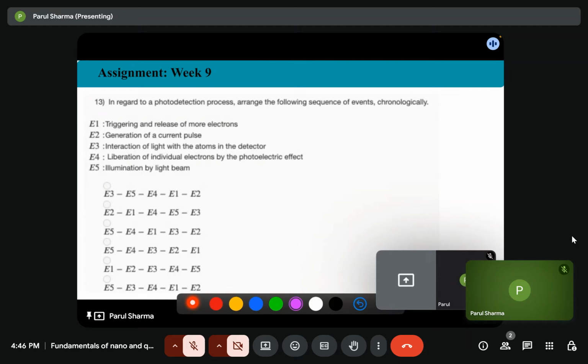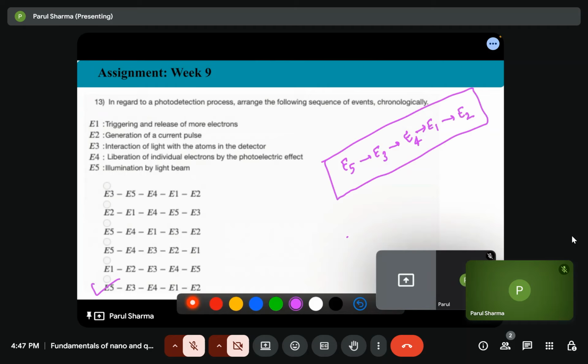So we saw that first of all the light will be incident, so illumination by light beam. Then interaction. The light will interact with the atoms in the detector. That is first E5, then E3, and then there will be generation of individual electrons by the photoelectric effect. That is option E4, liberation of individual electrons by the photoelectric effect. Then there will be triggering and the release of more electrons, that is E1, and it will generate a current pulse, E2. So the last option is true: E5, E3, E4, E1, E2.